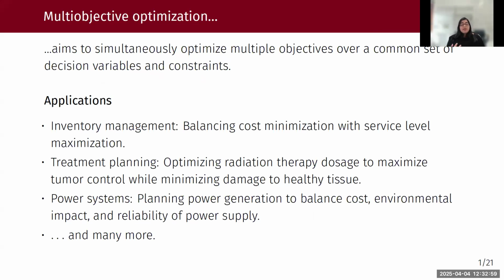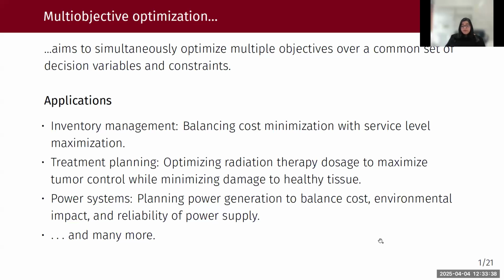So for instance, if you're working in inventory management, you may be trying to balance cost minimization with some kind of service level maximization. In clinical decision making, this shows up in treatment planning. So if we're trying to optimize a radiation therapy dosage to maximize the tumor control, but also trying to control any side effects to the healthy tissue. In power systems, this shows up when you are trying to balance cost and environmental impacts and reliability of the power supply. So generally, wherever you have multiple priorities that may lead to different optimal solutions, multi-objective optimization is one way to think of those problems.